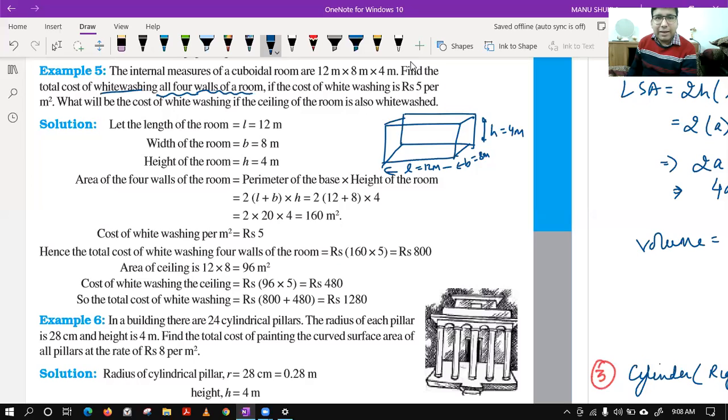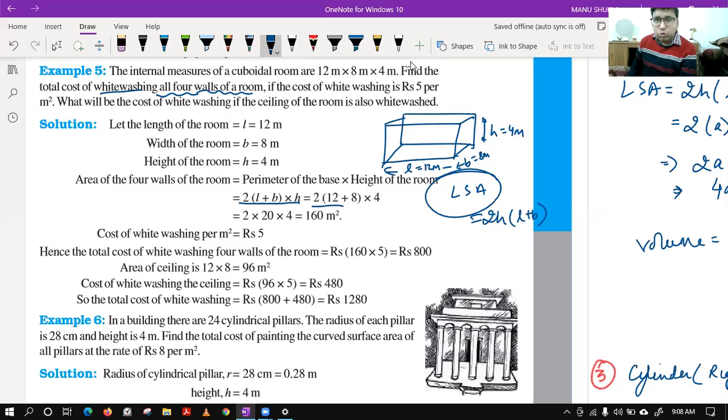So we are getting LSA. If the cost of whitewashing is rupees 5 per meter square, that is the secondary part. The first part is to find the LSA, that is the area of 4 walls. We all know this formula already. We have found 2H into L plus B. Twice into H, L plus B. Now putting the values in the formula and finding the answer is your part. You can do it on your own.